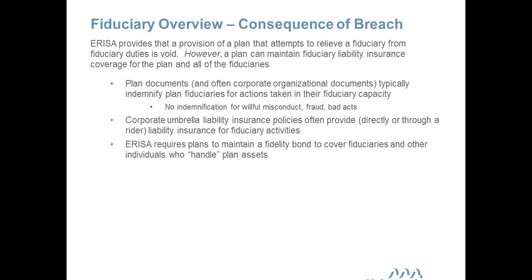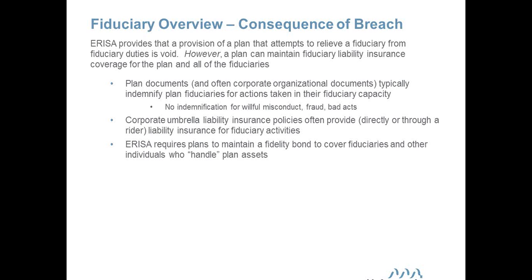A plan can maintain fiduciary liability insurance, and this is different than a fidelity bond. Under ERISA, a fidelity bond is required, and that covers issues relating to criminal or willful activity, stealing money from the plan. The fidelity bond is meant to protect the plan in those circumstances. Fiduciary liability insurance covers the plan and the fiduciaries more for negligent actions.